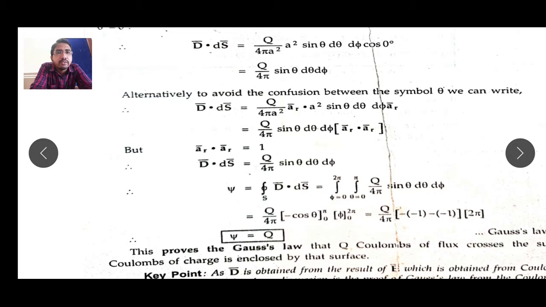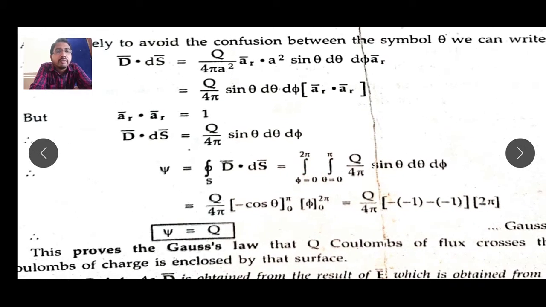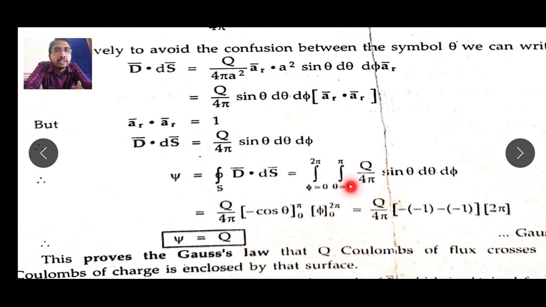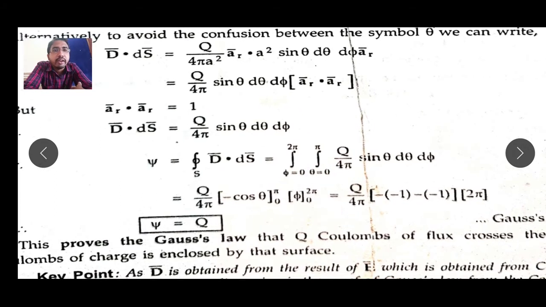But as we are using the spherical coordinate system, we have a plane of angle phi which varies from 0 to 2 pi, and also a cone with half angle theta varying from 0 to pi. So by substituting those limits, you should integrate, and finally we will get that the total electric flux psi through a closed surface is equal to the total charge Q enclosed by that surface. So this is the proof for Gauss law, which is a very important derivation.